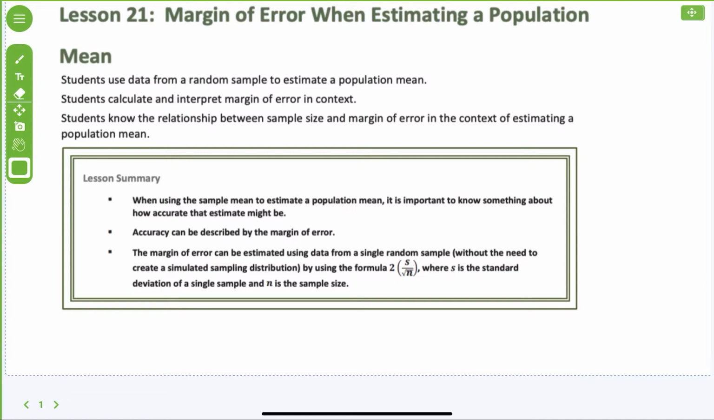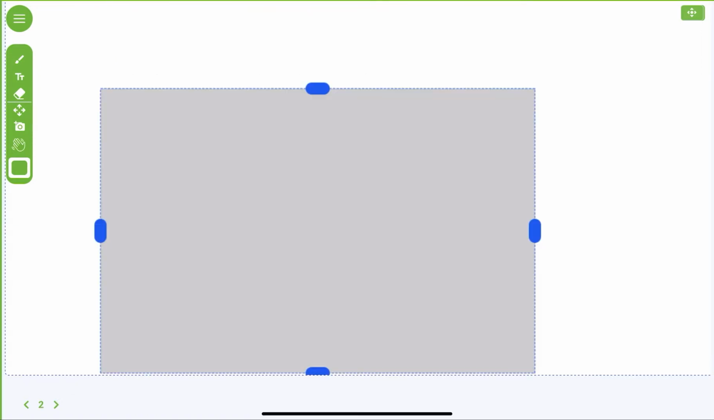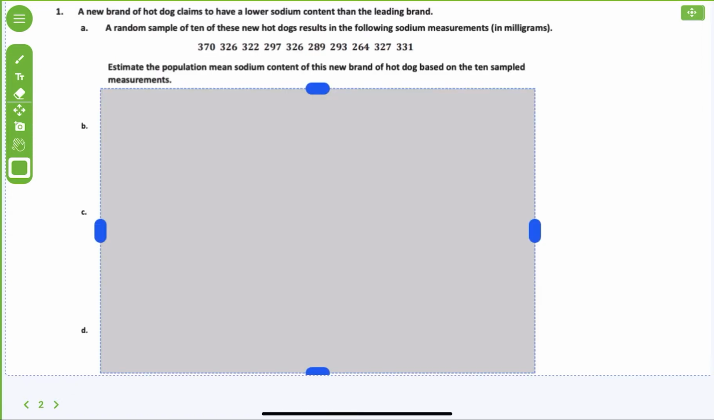Now, this is actually going to be the problem set. I'm going to do that for you. This is a brand new hot dog that claims to have a lower sodium content than the leading brand. A random sample of 10 of these new hot dogs results in the following sodium measurements in milligrams. There they are.